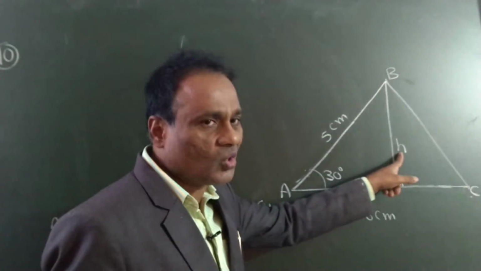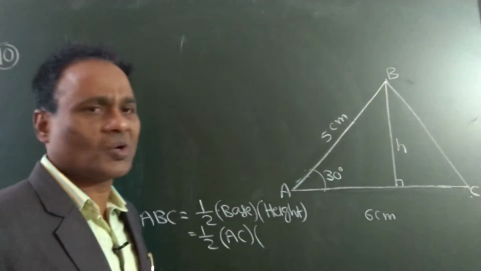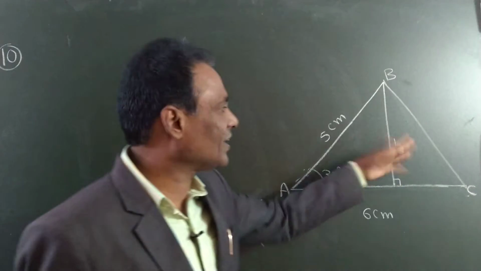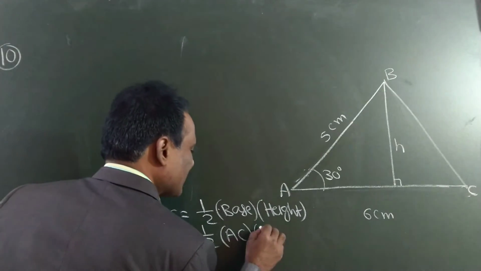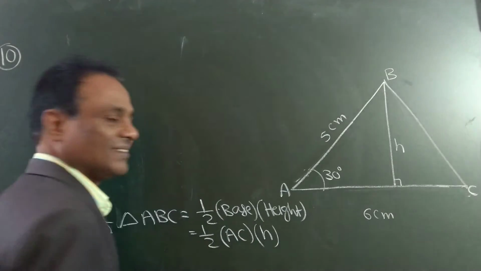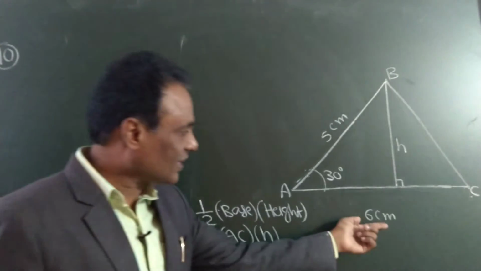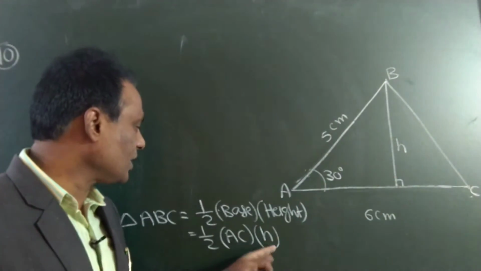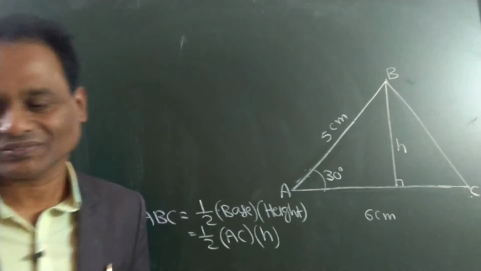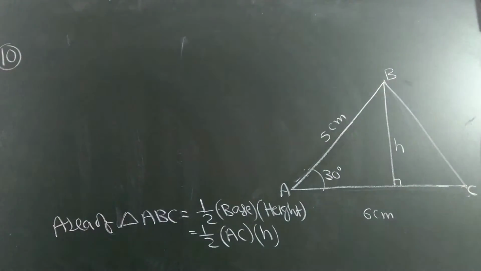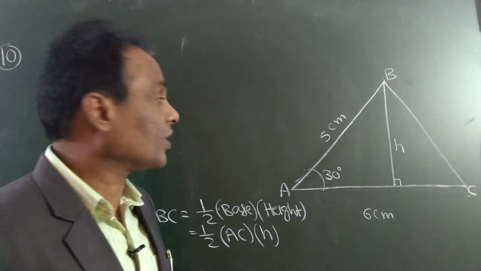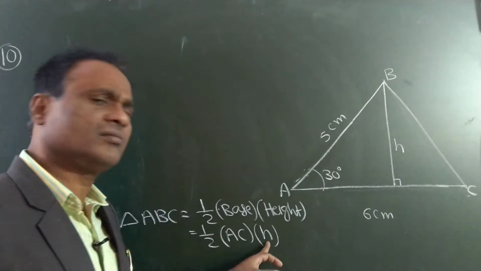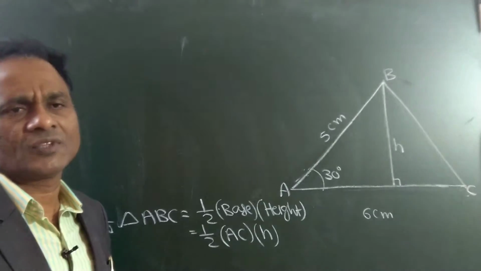Is it given? Do you know it? No, we don't know it. We don't know this H value. If you know the H value, we can substitute here. AC is 6, and if you know H, substitute here, that is the answer. So how to find this H value? First we have to find the H value. After finding it, substitute here, that gives the answer. Right.